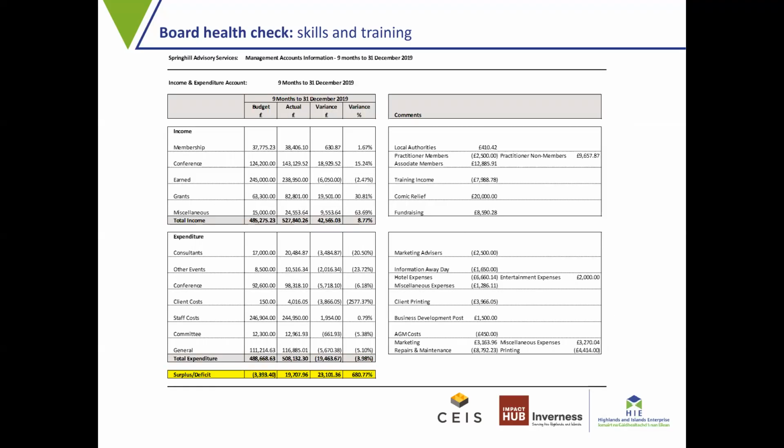So looking at the statement, which is headed up Income and Expenditure Account 9 months to 31st of December 2019, the surplus/deficit figure for the year is showing a surplus of 19,707.96 against a budgeted deficit of minus 3,393.40. So the organisation is performing much better than expected. To find out the reasons why, we have to look at the detail for both the income and the expenditure.